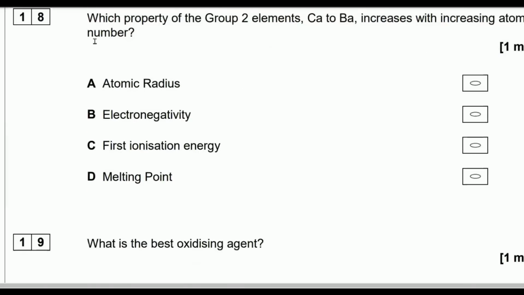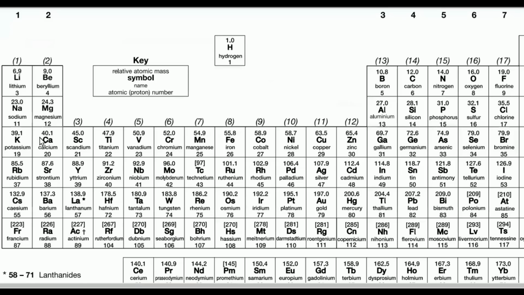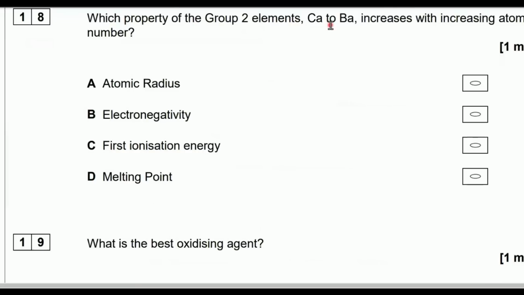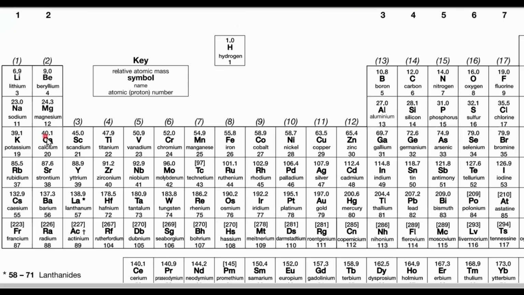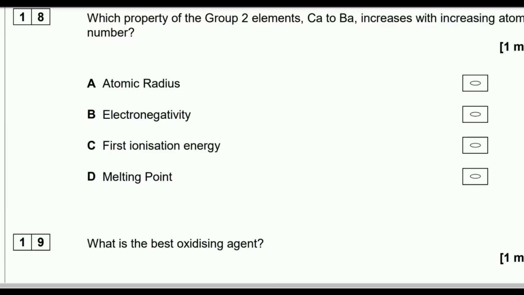All right, 18. Which property of group 2 elements from calcium to barium increases with increasing atomic number? We need to check out the periodic table again. Oh, Physics and Maths Tutor. So why am I going across the period? I'm really looking down. Right, calcium, strontium, barium. So we're looking from calcium to barium. Just double checking. So which property increases? Well, atomic radius. Yeah, this one's nice and easy.